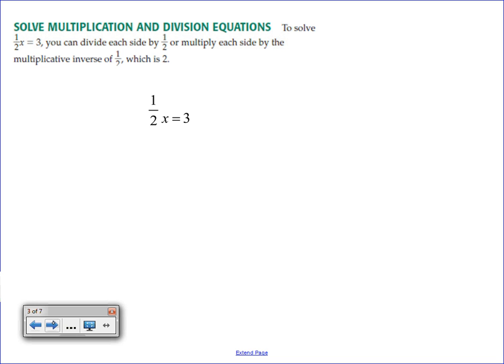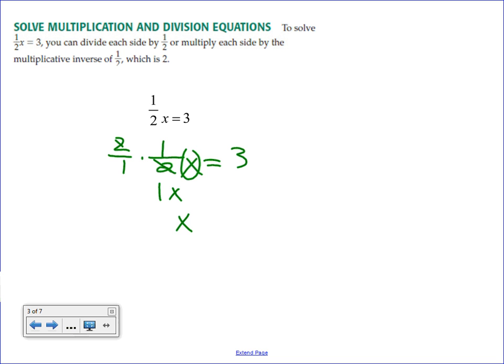All right, multiplication and division. So you can divide each side by a half, or you can multiply by the inverse. So here's what we're going to do. We have 1/2 x equals 3. I want to get that x by itself. If I multiply by the inverse, I can get everybody to cancel out, and I'll just have 1x, right? Which is basically x by itself.